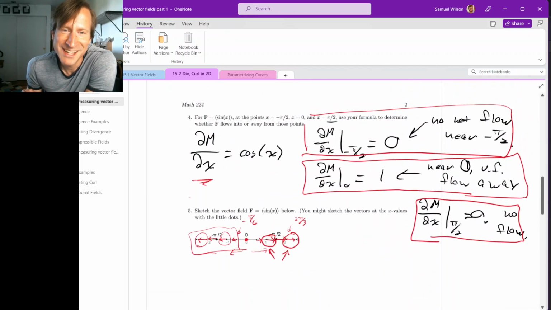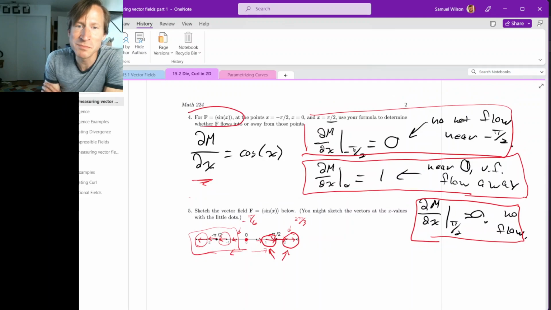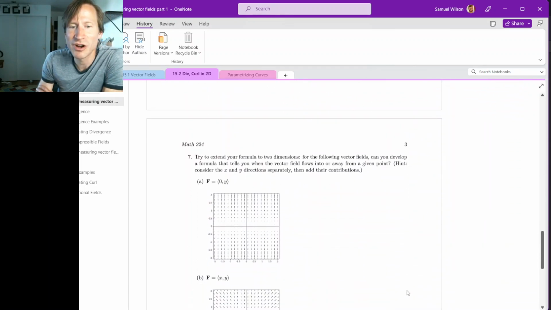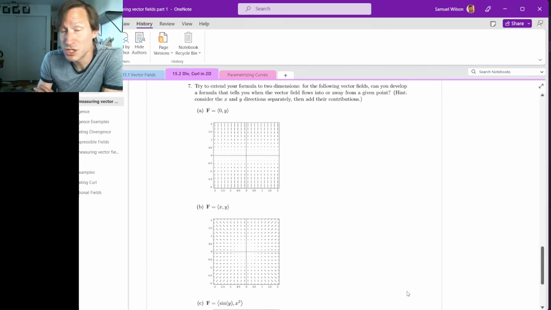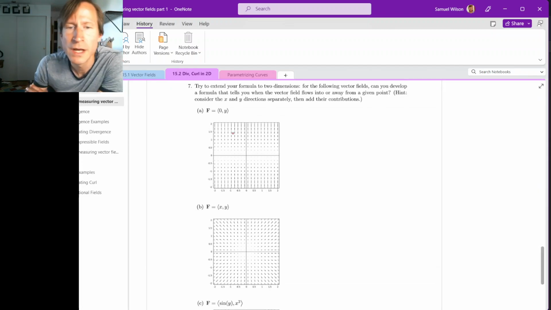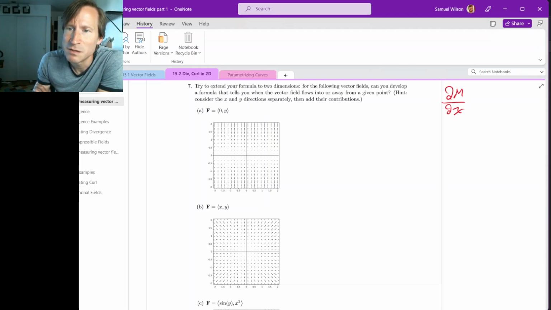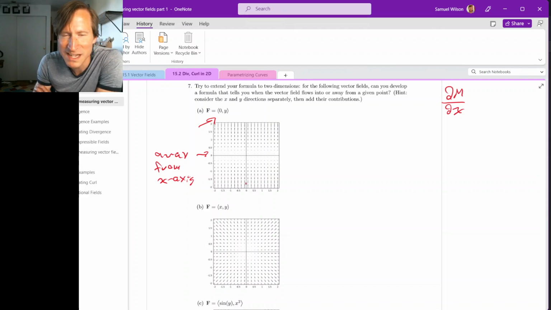All right, of course, this is still working with this simplified one-dimensional example. So the next few examples are trying to generalize this to full-blown two-dimensional vector fields. So we already know that partial m partial x measures the flow that we want. But if we look at this vector field, well, partial m partial x is 0 for this vector field. But on the other hand, this vector field is definitely flowing away from the x-axis, right? Because above the x-axis it's flowing up, below the x-axis it's flowing down.